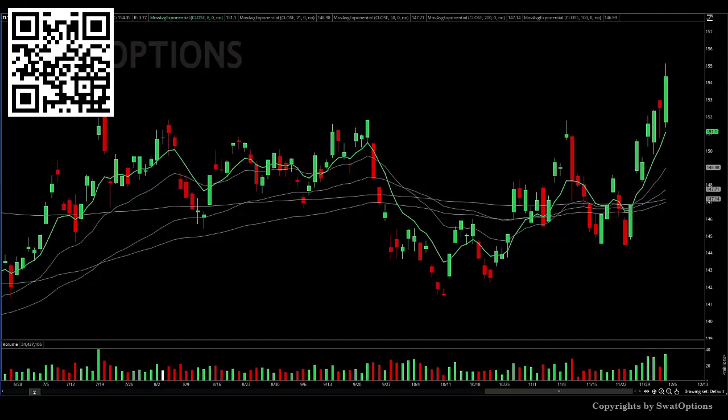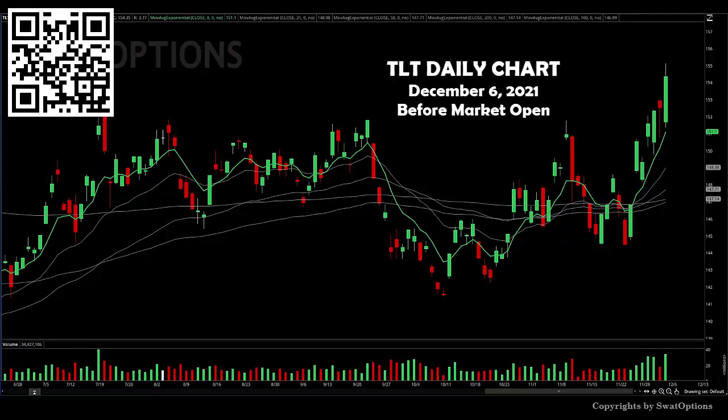this ticker right now in front of you, which is TLT. It's bonds. Right now we are before the market open on Monday, December 6, 2021, and we saw very big volume and very big upside action on Friday on TLT. But the action did not start on Friday. So we have here the daily chart on the stock.